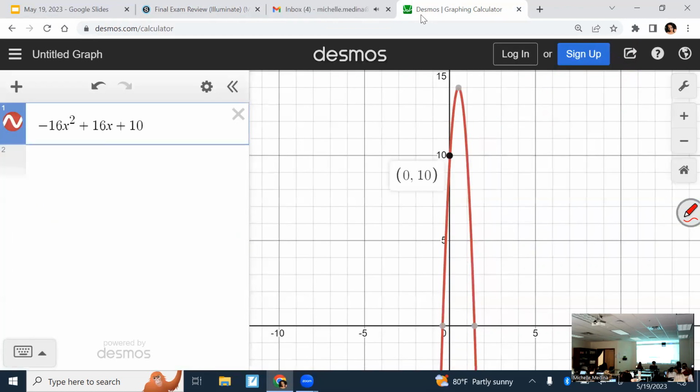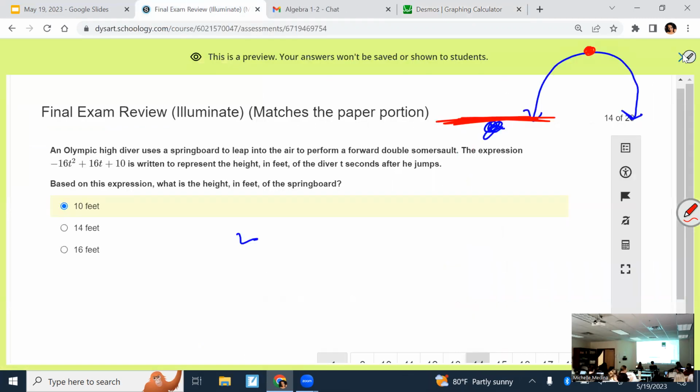So sometimes, listen, sometimes they want where you're starting at. Sometimes they want when it hits the ground, what time is it at? Sometimes it wants your maximum height. You just have to know what portion you need to look at. And I think the most logical sense is how you can best figure that out. So any other questions from your review?